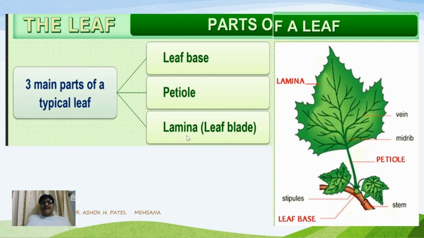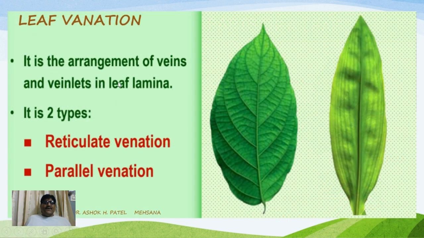Another part of the shoot system is the leaves. The leaf has three parts. Number one, leaf base. Number two, petiole. And number three, lamina, the leaf plate. The leaf arises from the node situated on the stem, and the leaf has three parts. This is the node and the rising part, the leaf base. Then this is the petiole, and this is the lamina.